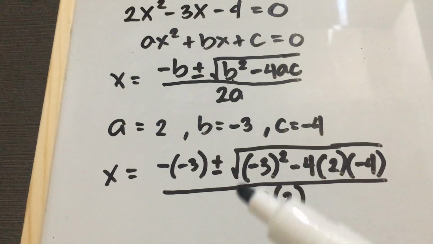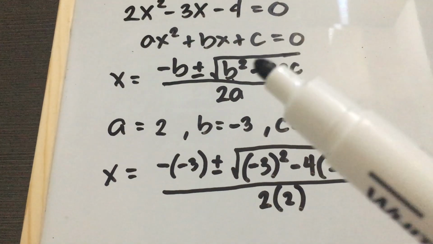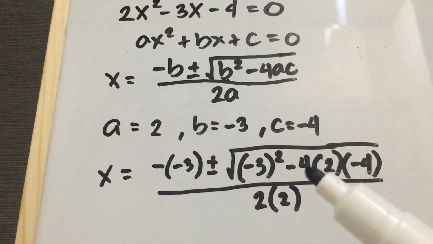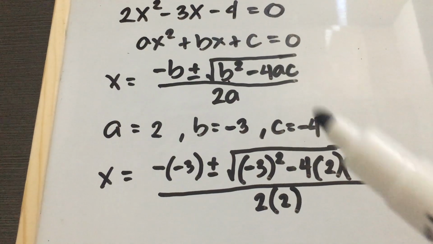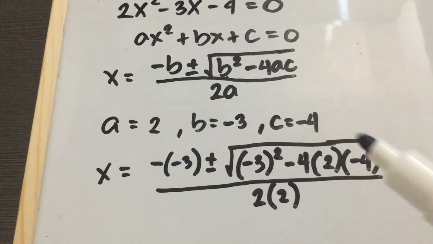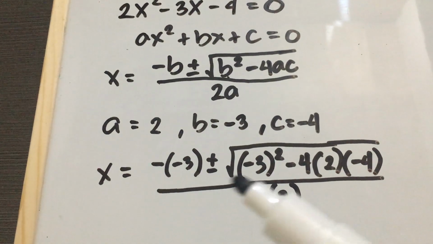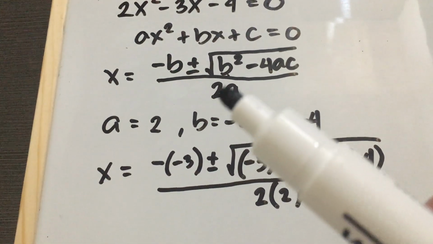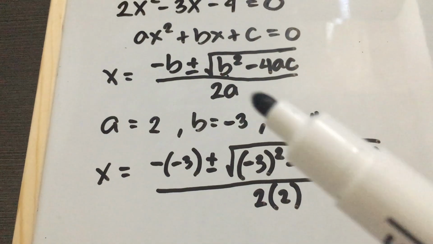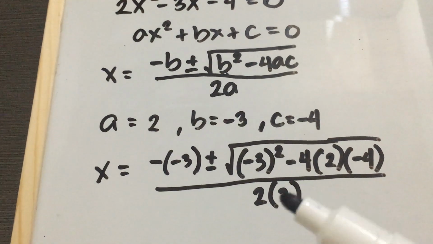So B is negative 3, that is negative 3 squared. The minus sign. The 4. The A is 2. The C is negative 4 over then 2, copy 2, that is a constant number 2, and then A is 2 as well, so parenthesis 2.